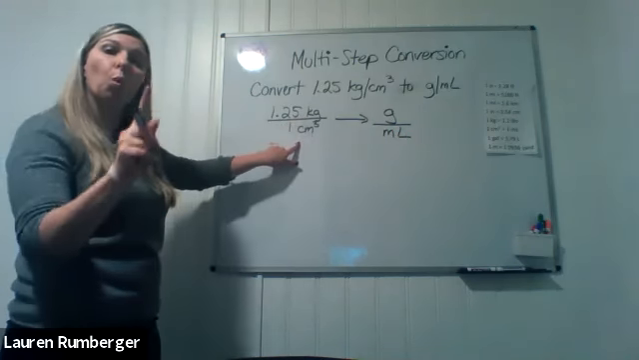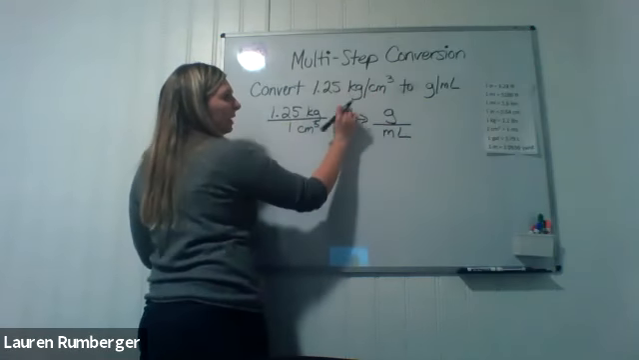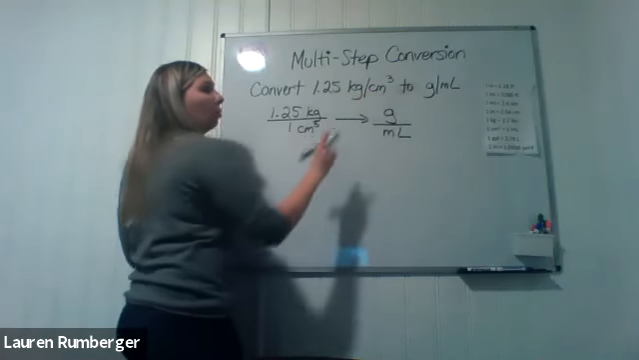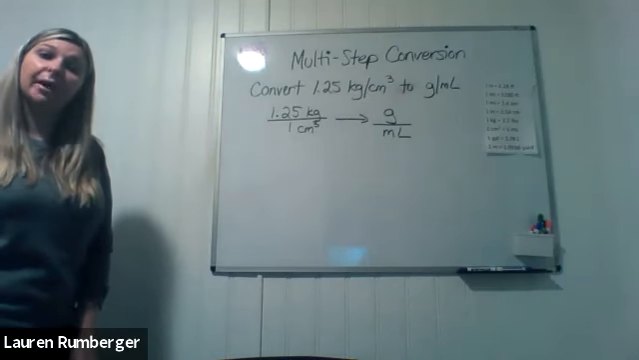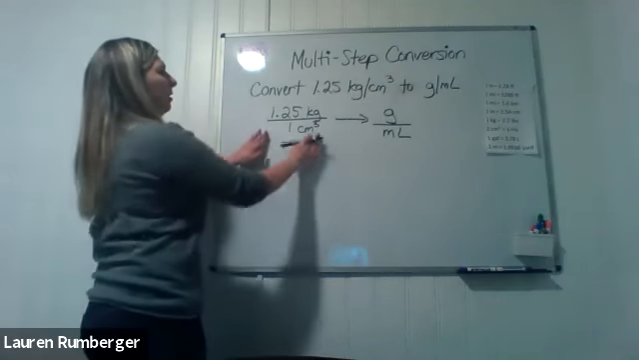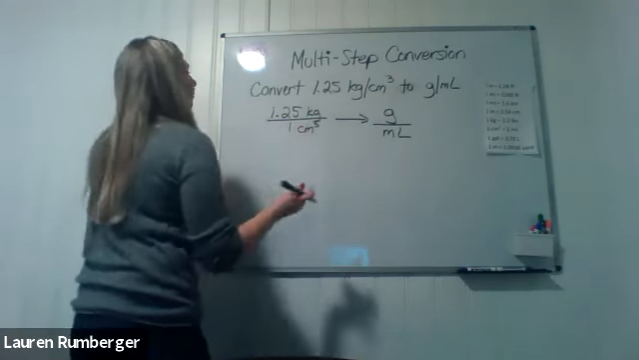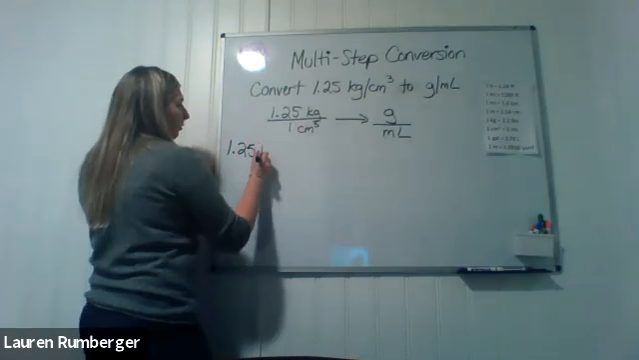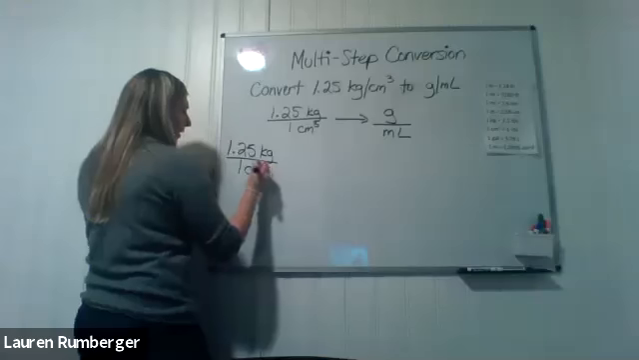This means per 1 cubic centimeter. So anytime that you see something in this format, the denominator is always per 1. Okay, so think about miles per hour. That always means miles per 1 hour. Okay, so here we are talking about kilograms per 1 cubic centimeter. So 1.25 kilograms per 1 cubic centimeter.